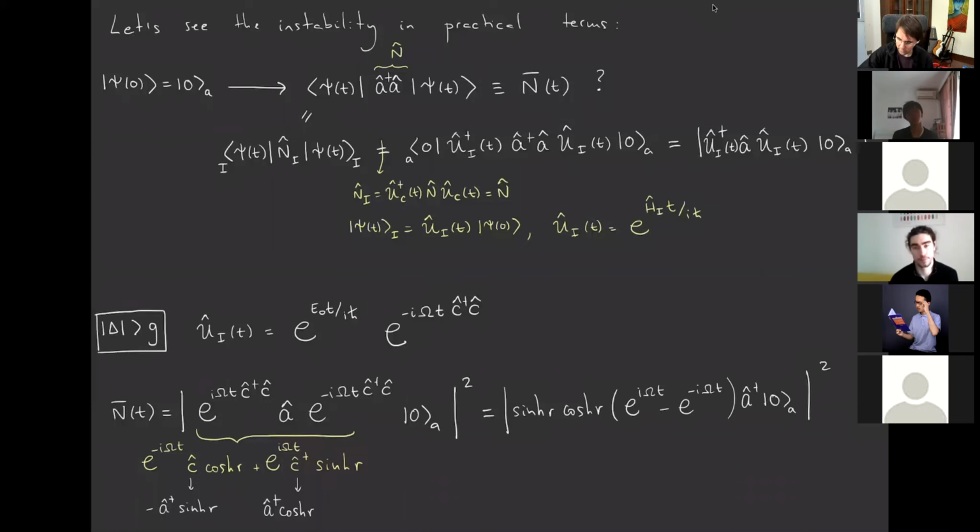So this thing in here is just the Fock state 1. This thing in here is just 2 times i sine of omega t. And this thing in here, therefore, together with the 2, is just 2 times the hyperbolic sine of, sorry, of 2r. And when you put everything together, what do we get?